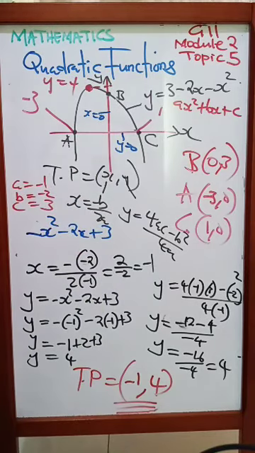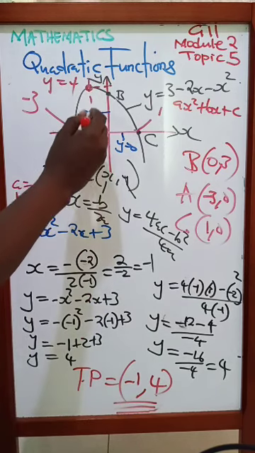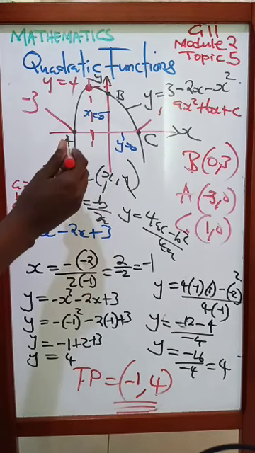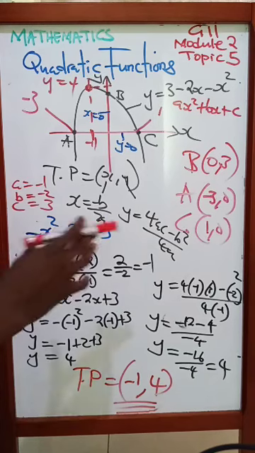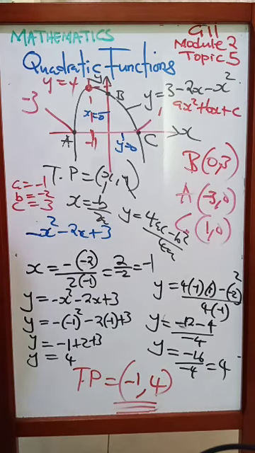Sometimes again, the question can ask you to find the line of symmetry. In order to get this line of symmetry, it's simply the x value, which is here, equal to -1. So basically this is how you deal with this question.